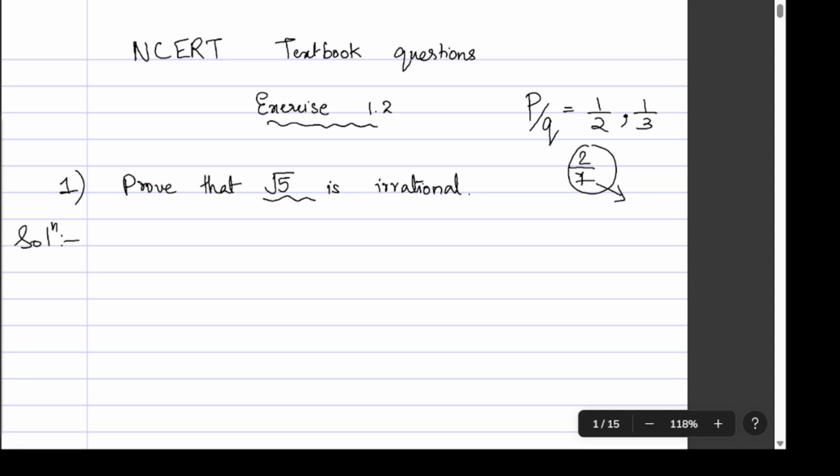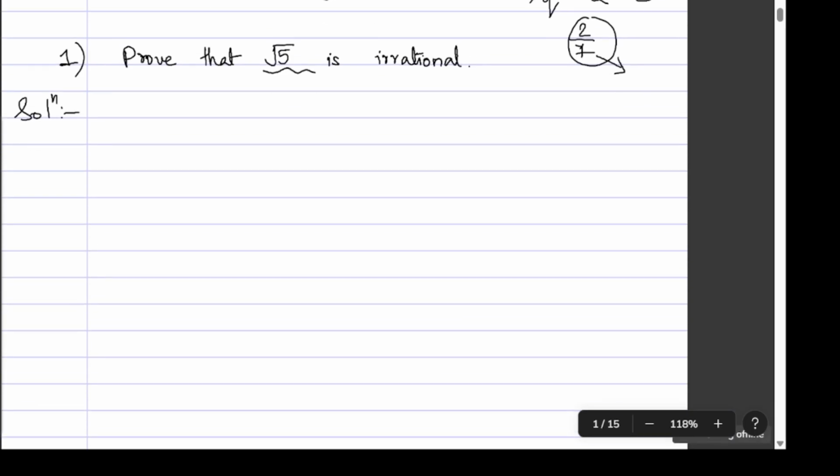Prove that root 5 is irrational. So you have to show that root 5 is an irrational number. If we get a question like this, we have to start by assuming that root 5 is a rational number. At the end, when we are unable to prove that root 5 is a rational number, we can say that our assumption was wrong, and thus we can prove that root 5 is an irrational number. Clear? So let's go into our steps.